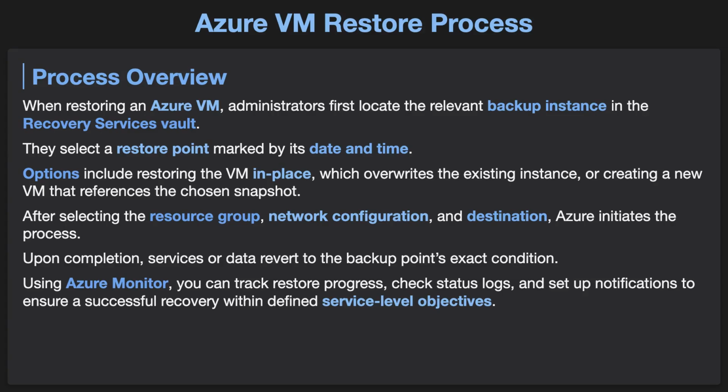When restoring an Azure VM, administrators first locate the relevant backup instance in the Recovery Services Vault. They select a restore point marked by its date and time. Options include restoring the VM in place, which overwrites the existing instance, or creating a new VM that references the chosen snapshot. After selecting resource group, network configuration, and destination, Azure initiates the process. Upon completion, services or data revert to the backup point's exact condition. Using Azure Monitor, you can track restore progress, check status logs, and set up notifications to ensure a successful recovery within defined service-level objectives.